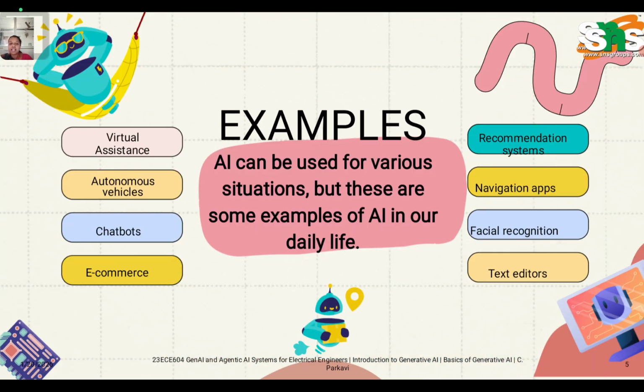So I have shared some examples. AI can be used in various situations, but these are some examples of AI in our daily life: recommendation systems, navigation apps, facial recognition, text editors, e-commerce, chatbots, autonomous vehicles, virtual assistants.